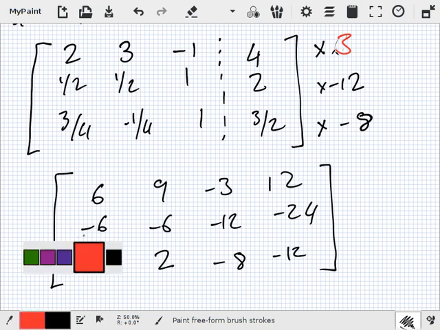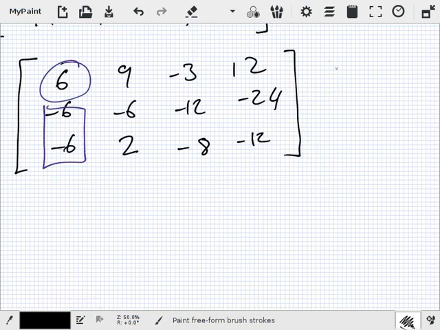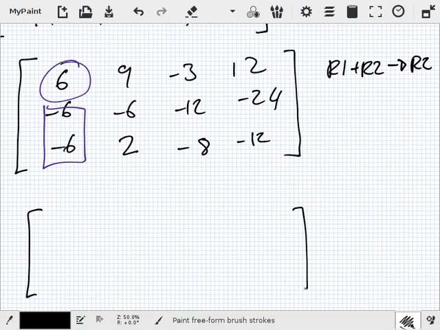Now, I'm really happy because I managed to get these two opposite to this one. That's what I was trying to do. So, what should I do next? I should do row 1 plus row 2 and put the answer on row 2. So, 6, 9, minus 3, 12. 0, 3, minus 15, minus 12. Minus 6, 2, minus 8, minus 12.